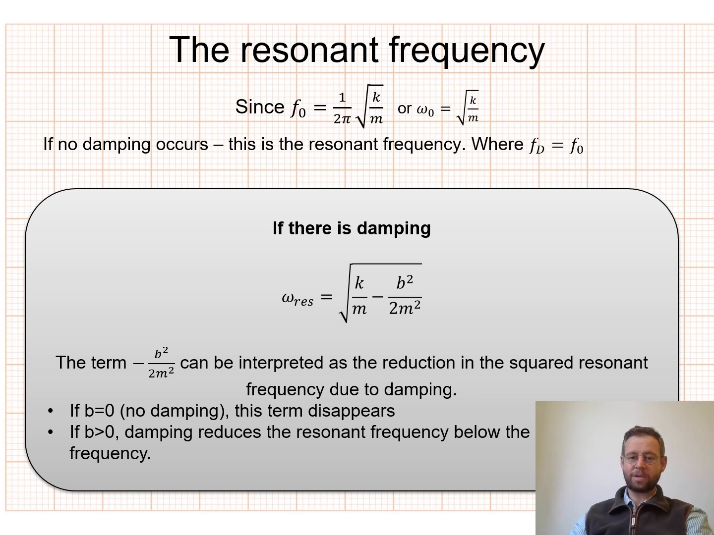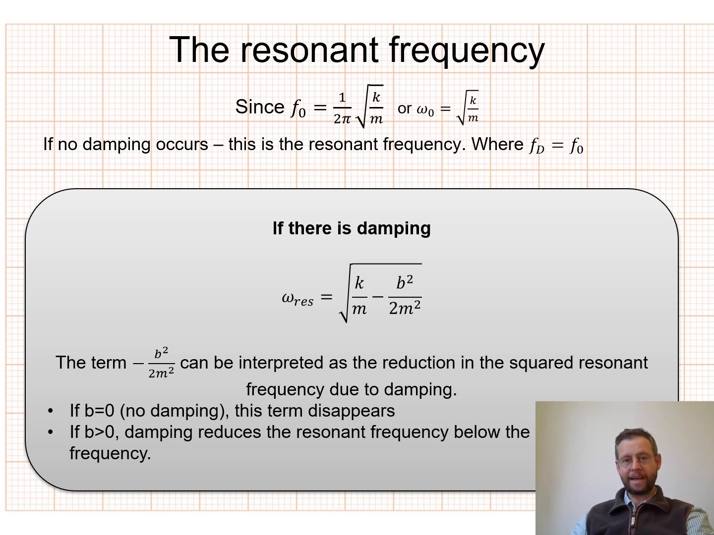So what has happened to the frequency? Well, it has been reduced by the presence of damping. So when b is equal to 0, the term disappears and it's just straightforward square root of k over m. But if b is bigger than 0 and the damping coefficient is a real number and the damping is happening, then the damping reduces the resonant frequency below the natural frequency.